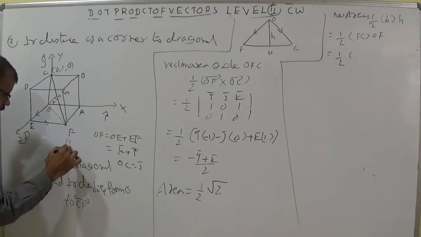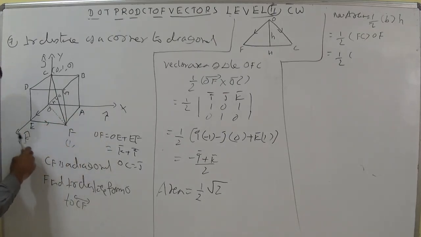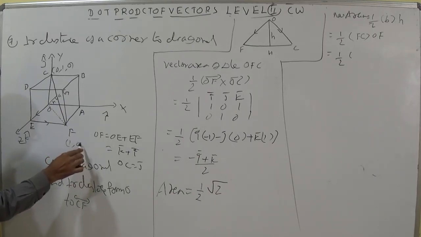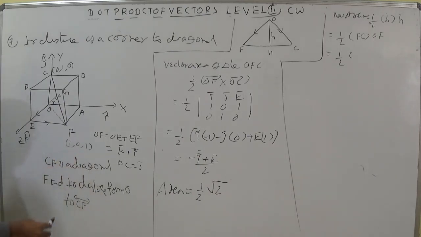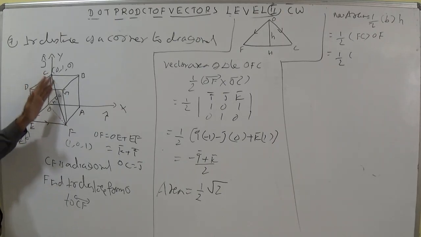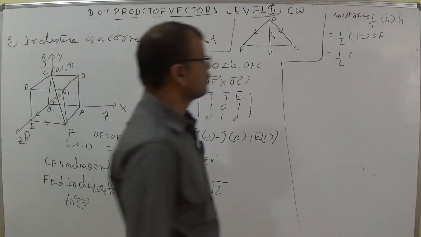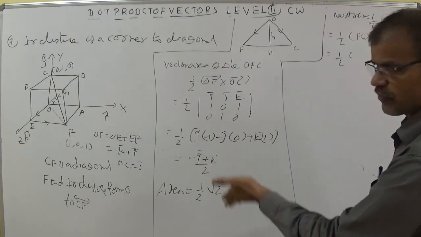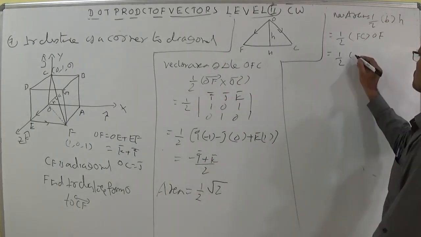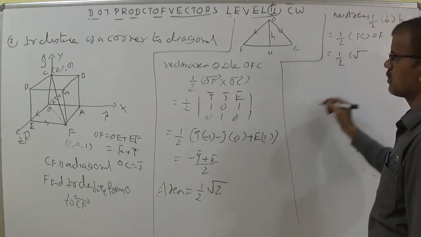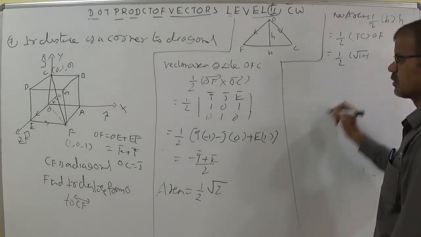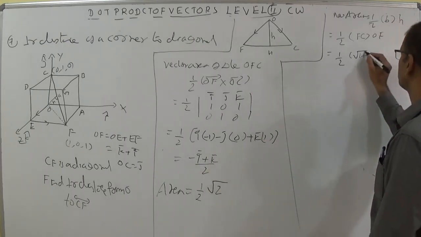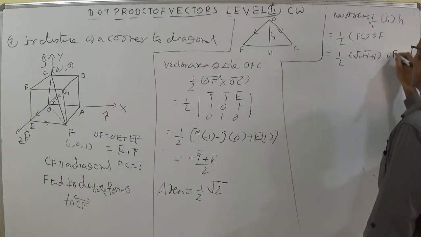So for X it is 1, Z plane indicating there is no Y, then you can write here 1, 0, 1. Now FC means C minus F you write. The distance you can calculate directly: root of (x2 minus x1) whole square concept. So you can write here 0 minus 1 whole square, 1 plus 1 plus 1, into OF you write.